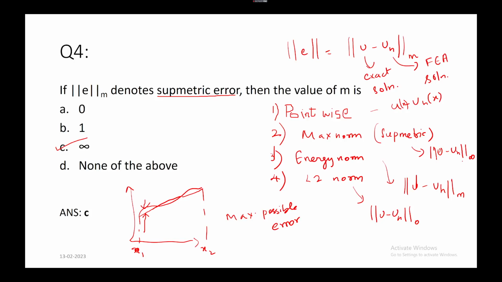This is just a notation. There is no significance to this notation for the max norm. However, for the energy norm, you will see in the next question that there is a significance for the subscript. And for the L2 norm also there is a significance for the subscript 0. For the max norm, which is the supremum, your subscript is infinity. Any doubt in this question? It's just a notation, no significant meaning attached to it. Okay, we'll proceed to the next question.